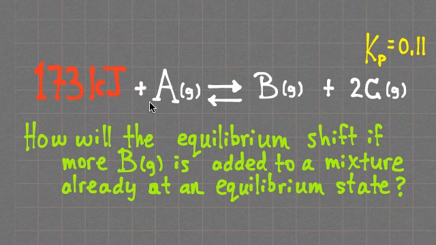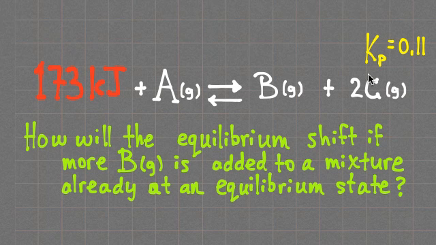Yes. And giving off some heat too, I suppose. But in any case, it'll go backwards for a while until enough A is created so that the ratio between this squared in the upstairs times this in the upstairs divided by this in the downstairs still equals 0.11. So that's the key. The equilibrium constant must still be satisfied.